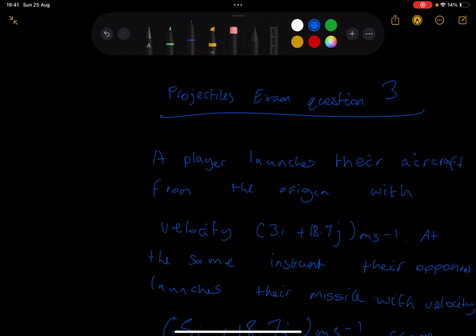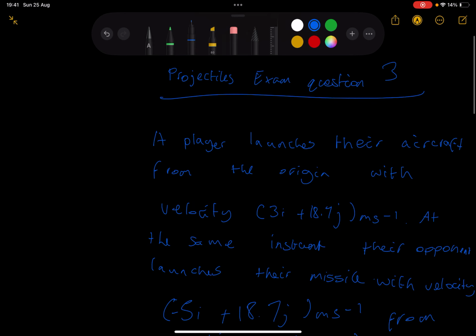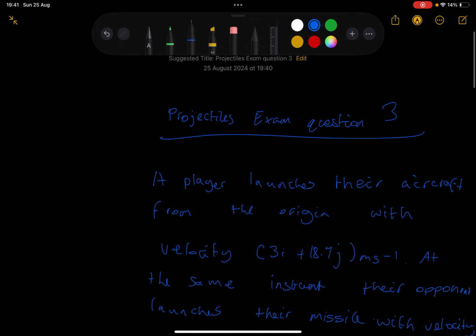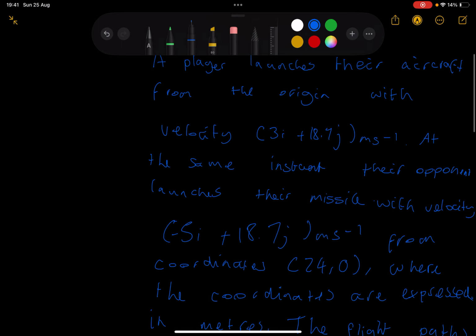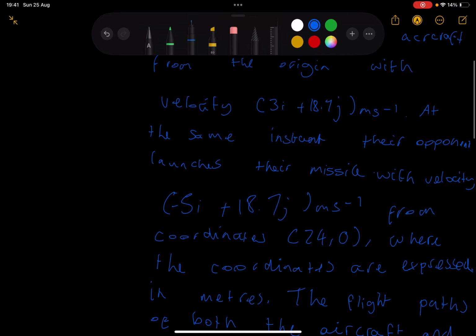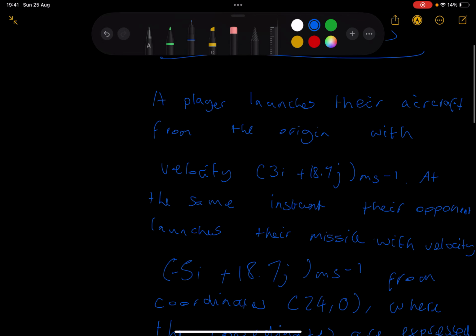So welcome to our maths projectiles exam question 3. Here we're doing projectiles with vectors and coordinates combined. A player launches their aircraft from the origin with velocity 3i plus 18.7j meters per second.